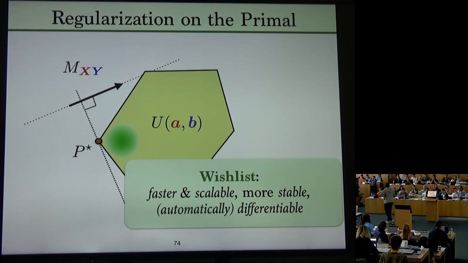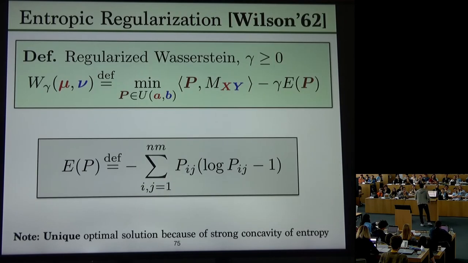So if you want, my wish list, if I look at this from an applied perspective, is why care about reaching this vertex, which is really the philosophy of linear programming, if I were able to get somewhere that's not too far from the optimum at an order of magnitude faster, okay? And this is the idea of regularization, and I'm quoting an economist from the 60s.